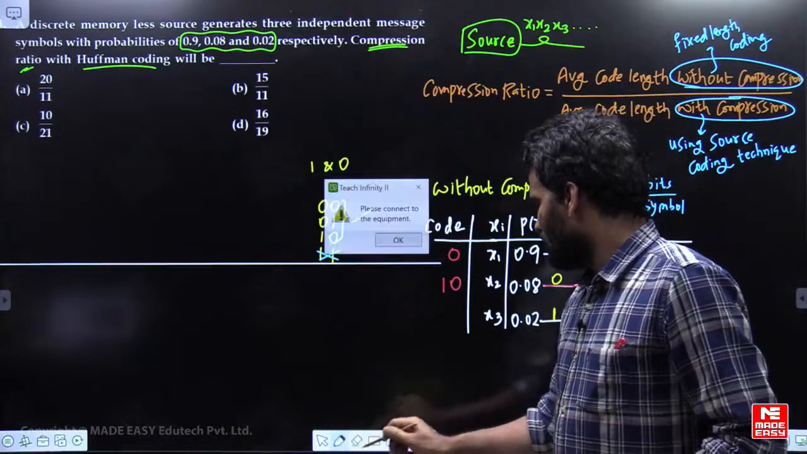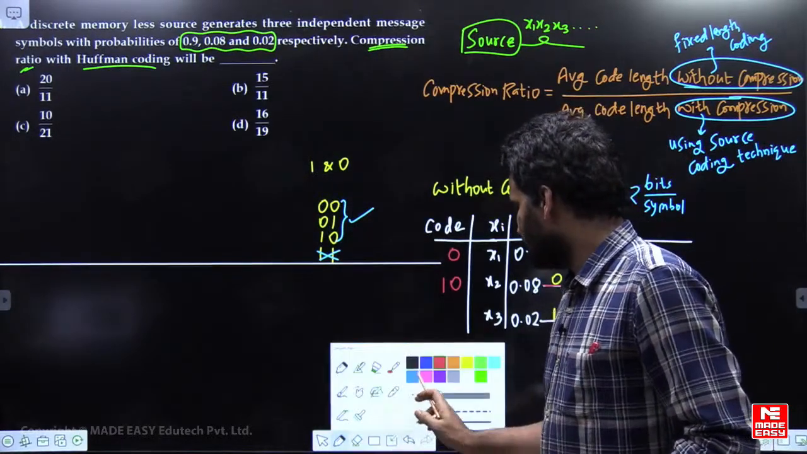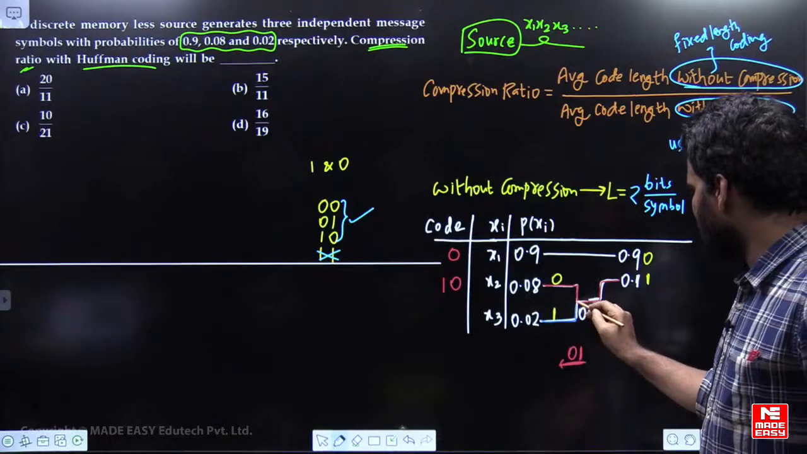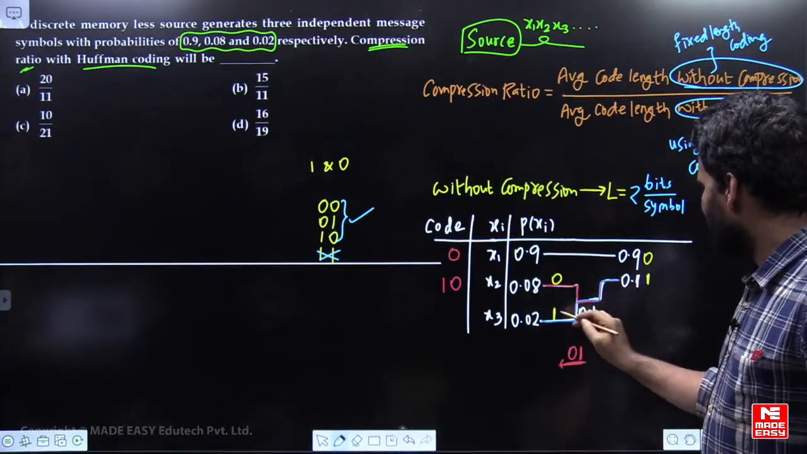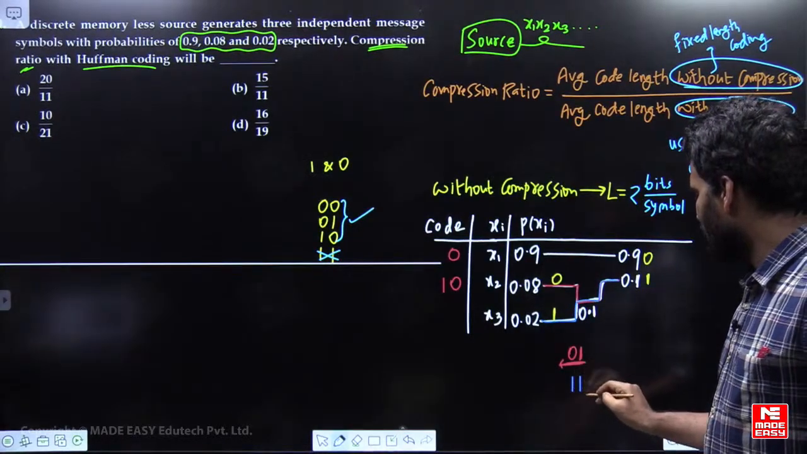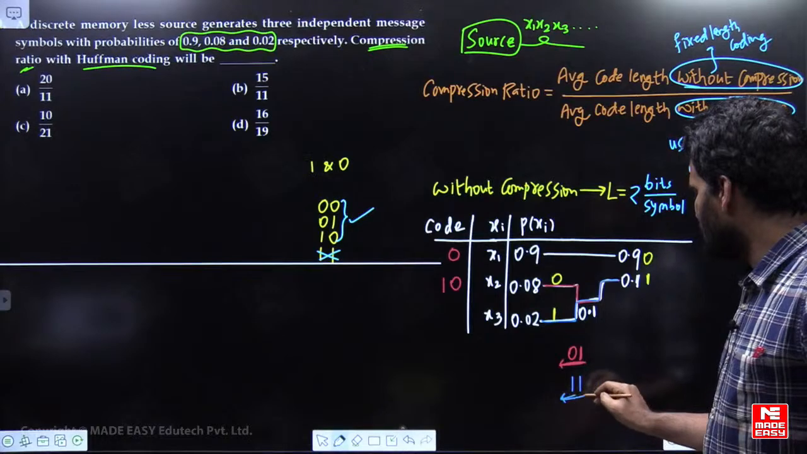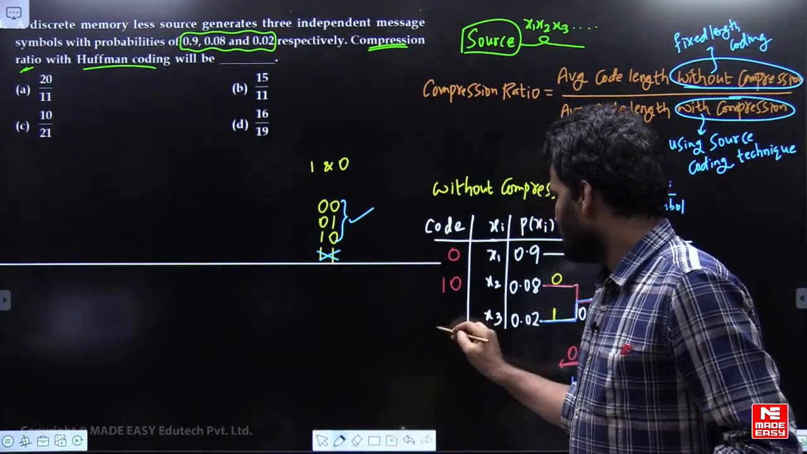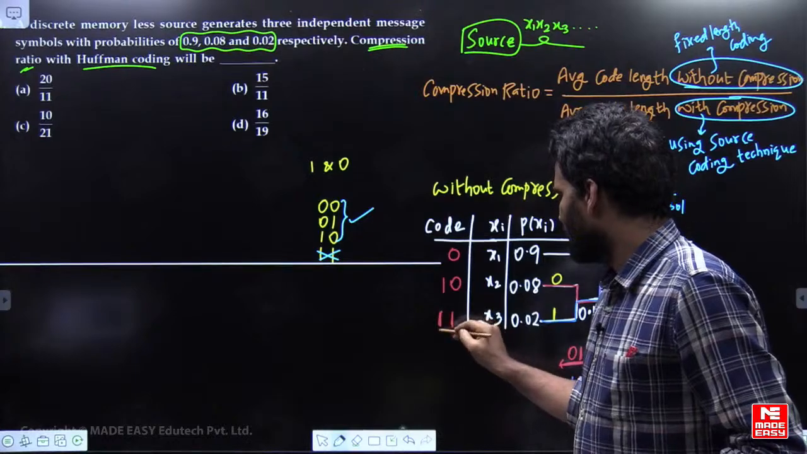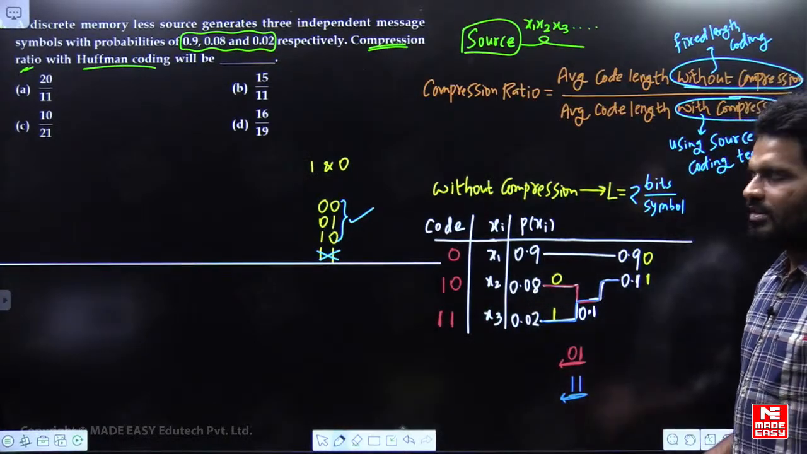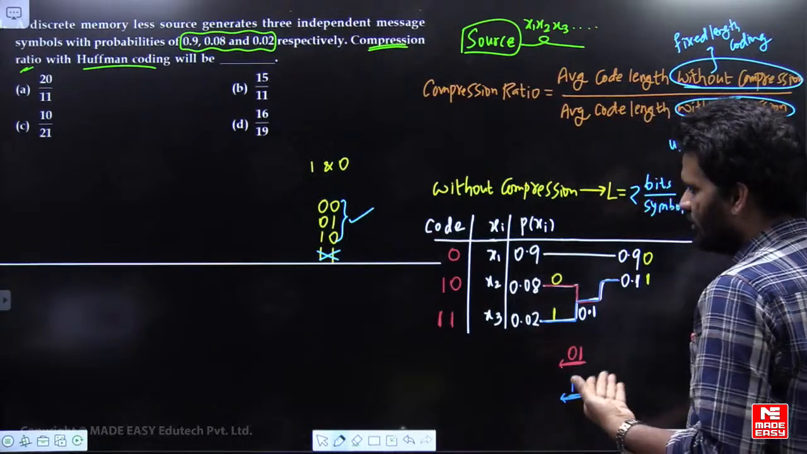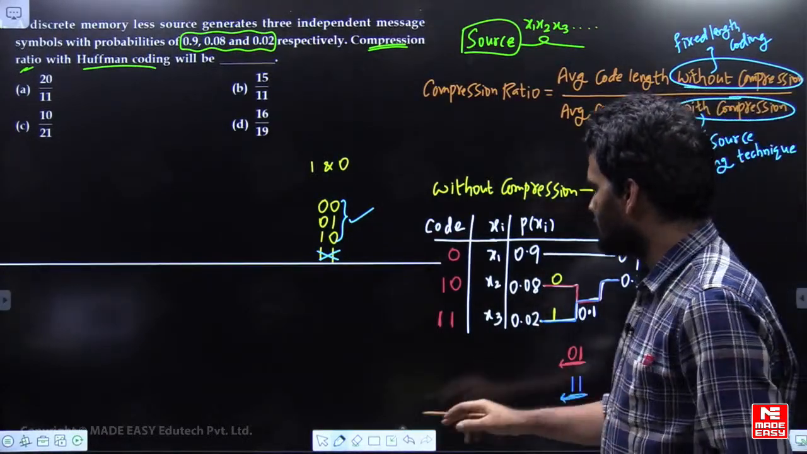And what is the code for x3? Yes, try to reach the last step. What is the code? 1 1. Even if you take it in reverse order, that is 1 1 only. So this is 1 1. Yes, you can see it is variable length coding. The code word lengths are different for different symbols.